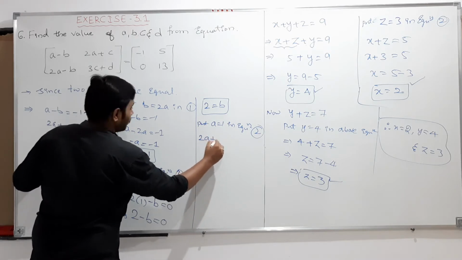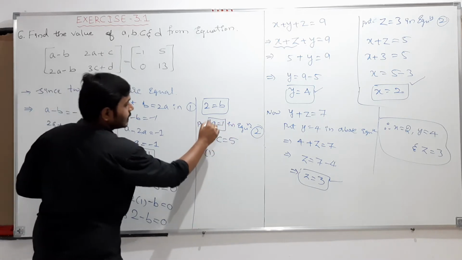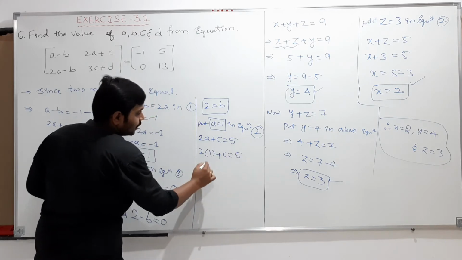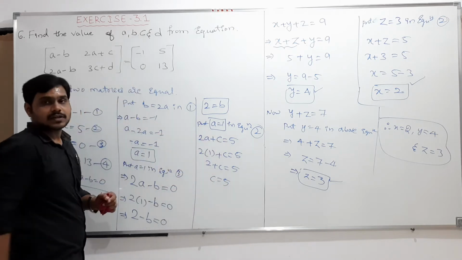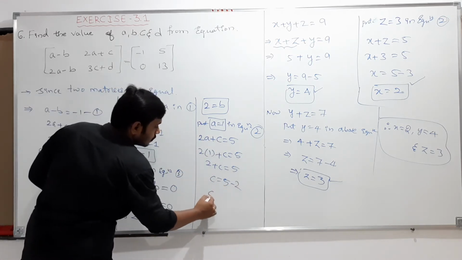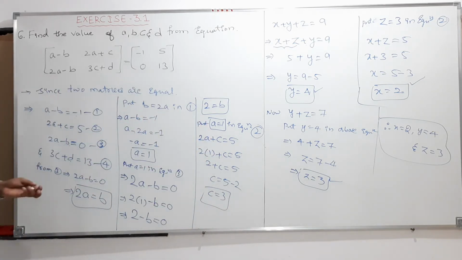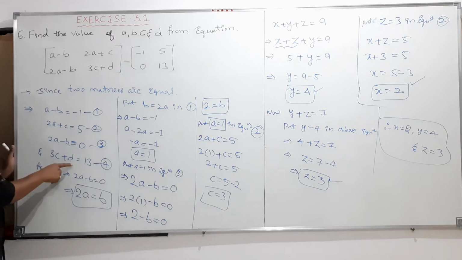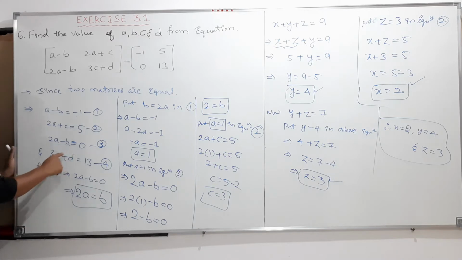If you substitute the a value in equation 2, you get 2a plus c is equal to 5, and 2 into the a value, which is 1. So 2 into 1 plus c is equal to 5. 2 into 1 is 2, so c is equal to 5 minus 2, since shifting it to that side makes it minus 2. So 5 minus 2 is 3. This is your required c value. Next you should find the d value. In equation 4, substitute the c value as 3, and you will get the d value.